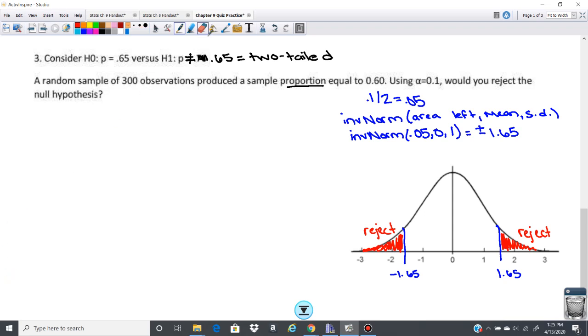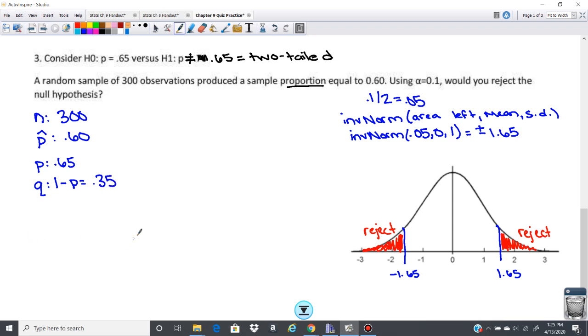All right, so let's go ahead and do the problem here. We're given a sample size of 300. We have a proportion equal to 0.60. That's our P hat, our sample proportion. We're also given a P of 0.65. So our P is 0.65. Our Q is 1 minus P, so that's going to be 0.35, our Q.